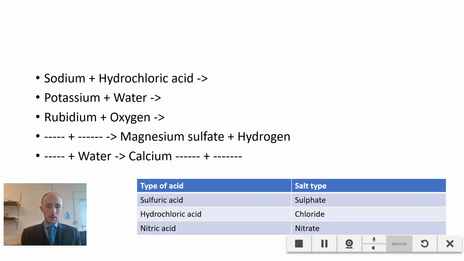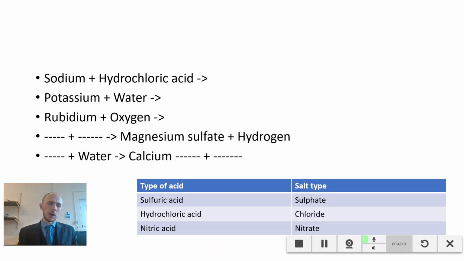Right. Let's have the first three answers then. So sodium plus hydrochloric acid. Any metal plus acid will make a salt and hydrogen. So you can write hydrogen down straight away for the first one. Make hydrogen and a salt. We need the name of the salt. What's the name of the salt? The name is sodium chloride. Sodium plus hydrochloric acid makes sodium chloride and hydrogen.